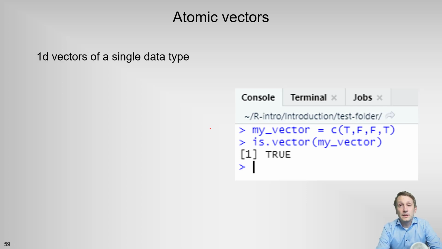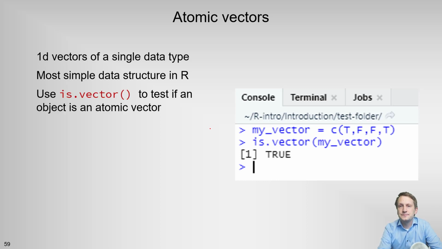So what are atomic vectors? Those are just one-dimensional vectors that have a single data type. It's not a mix of numerics and characters, but one single data type. That's an atomic vector, and it's the most simple data structure that we have in R.